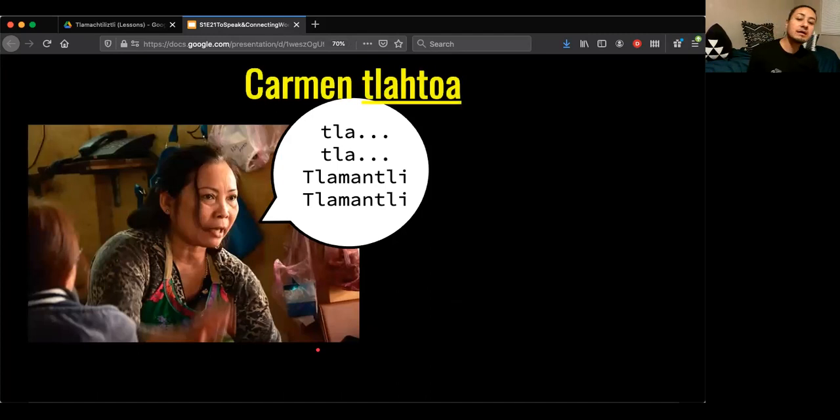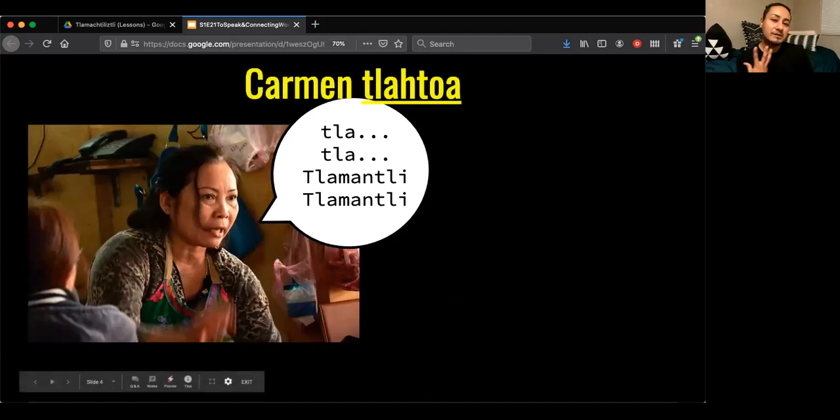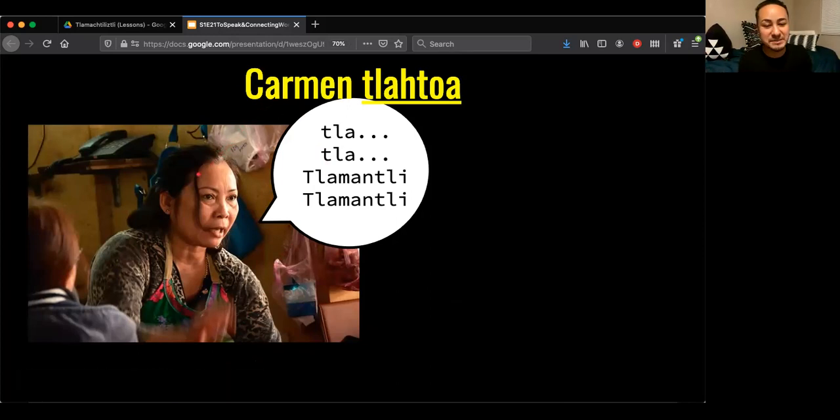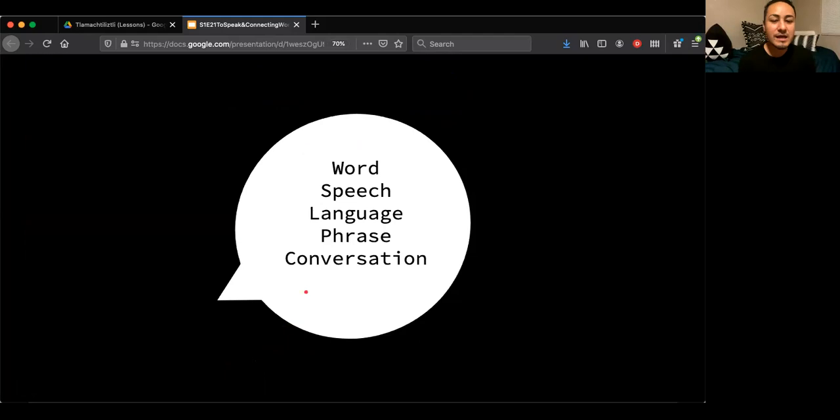So one new word that you're gonna learn this week is the word to say to speak. So Carmen tlahtoa. Carmen, I'm naming these people. These are not the real names. I get them from a free stock photo app where I can't get copyright sued for them. Anyways, Carmen tlahtoa. Notice I'm using the verb tlahtoa and she's saying tlamantli. She's just saying things.